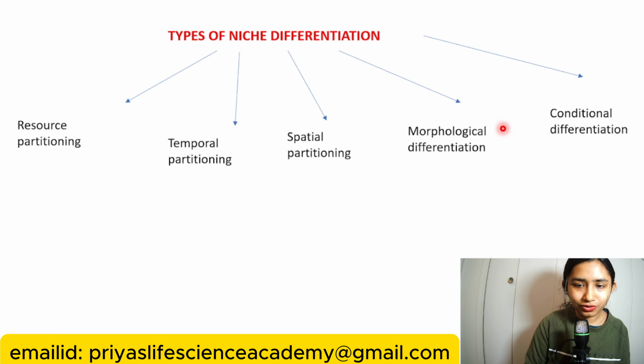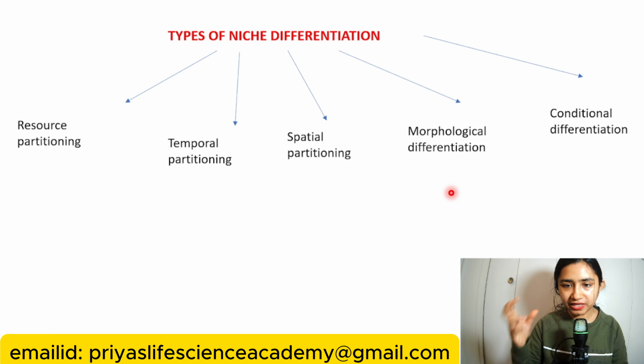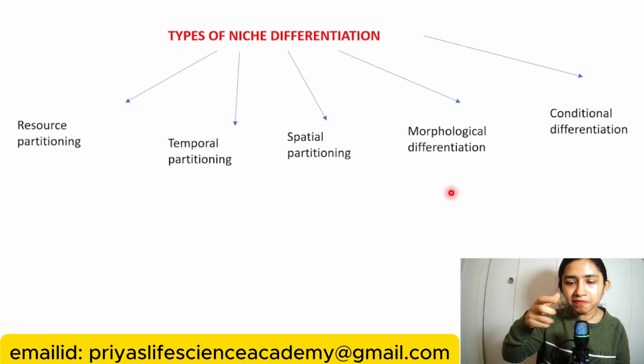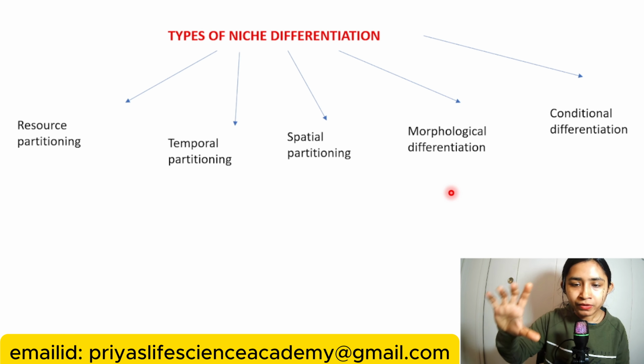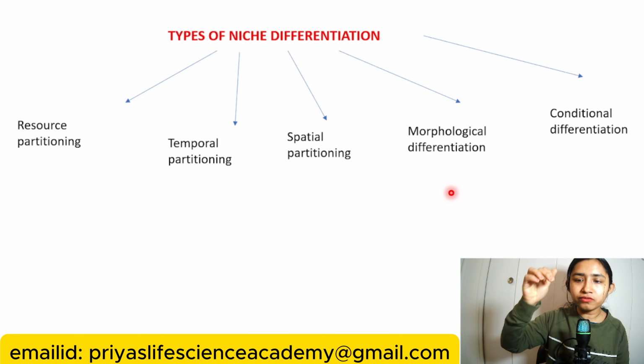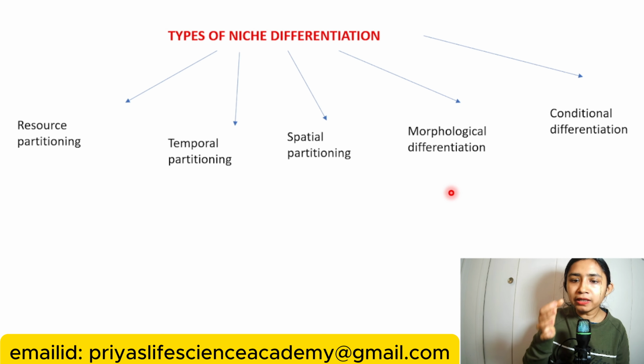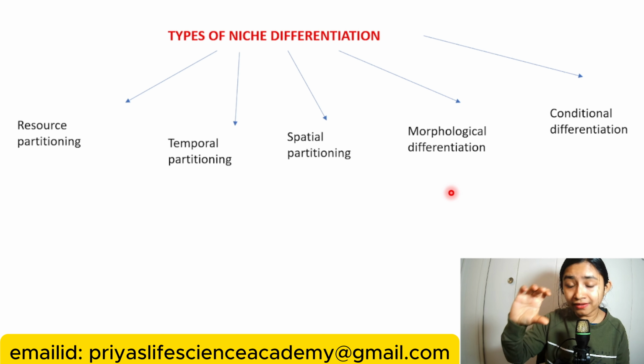And morphological differentiation. Here, two competing species have different morphological features to allow them to use the resource in different ways. For example, there is a link between the bumblebee's proboscis length and the flower corolla length. If the length of the bumblebee's proboscis is longer, then they will thrive on the longer corolla length flower. Medium proboscis length bumblebees will thrive on medium sized flowers. Smaller proboscis length bees will thrive on the smaller corolla length flowers. So by these, the same species of bumblebee can partition their resource and can avoid competition.